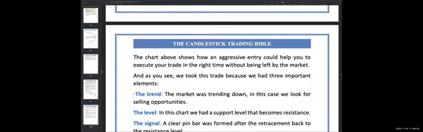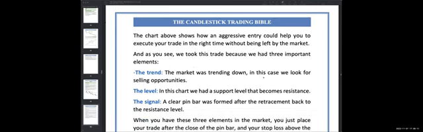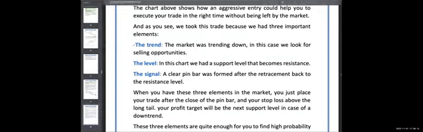The chart above shows how an aggressive entry could help you to execute your trade at the right time without being left by the market. As you see, we took this trade because we had 3 important elements. The first thing is the trend. The market was trending down, so we look for selling opportunities. The second thing is the level. In this chart, we had a support level that becomes a resistance. The third aspect is your signal. A clear pin bar was formed after the retracement back to the resistance level.